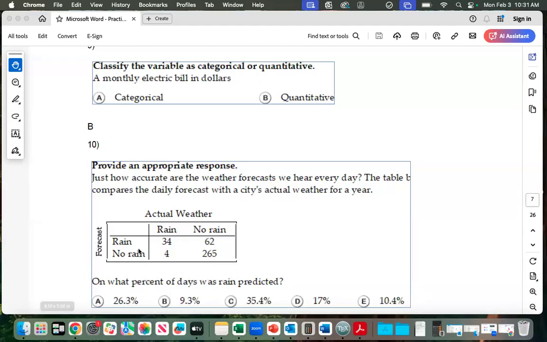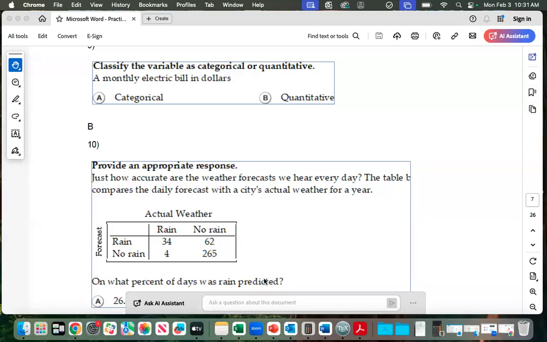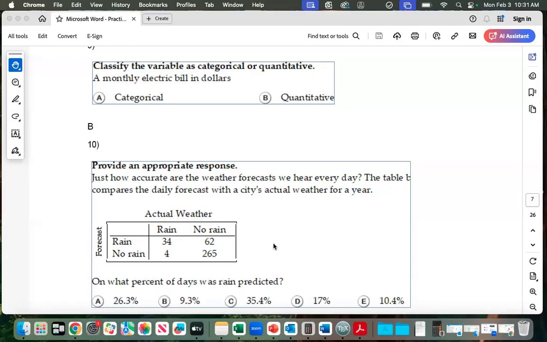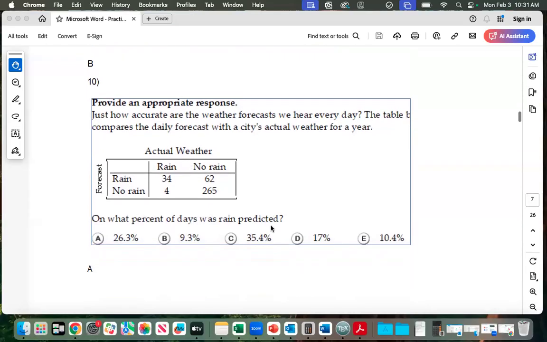We get here, they forecasted rain 34 plus 62. That gives you what? 96. 96 divided by the total. What is the total? The total is the 365 days, or you could add the total here. So that should give you 96 divided by what? 365. Does that make sense? So 96 divided by 365 should give you 26.3.